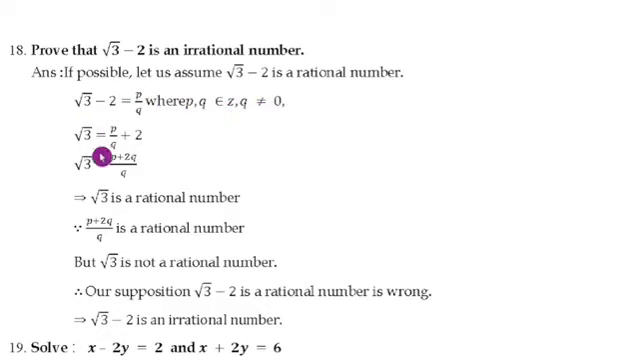So therefore what happened? Root 3 is equal to p by q plus 2. So root 3 is equal to, take LCM, so then it will become p plus 2q divided by q. So therefore root 3 is a rational number. At the same time, p plus 2q by q is also a rational number. But root 3 is not a rational number. We know because root 3 is a non-terminating decimal. So therefore our assumption that root 3 minus 2 is a rational number is wrong. Root 3 minus 2 is an irrational number. So you have to prove like this all these types of questions, children.